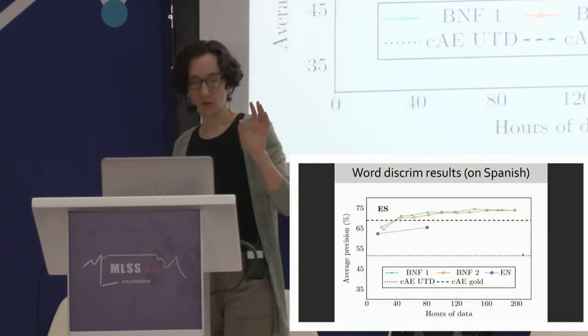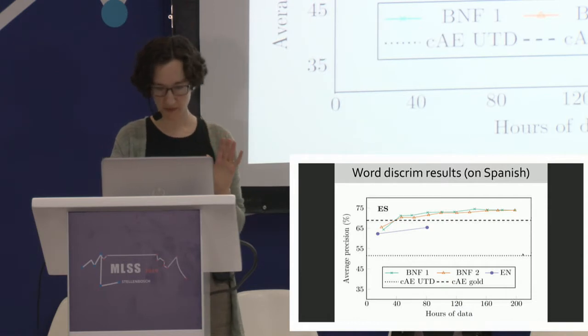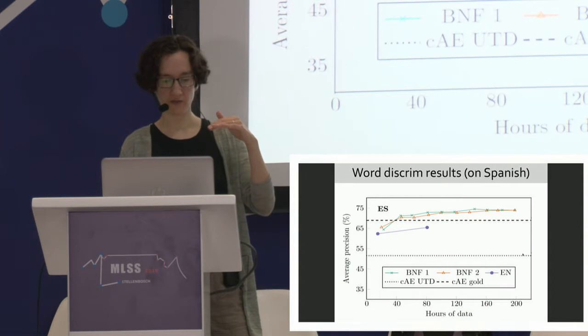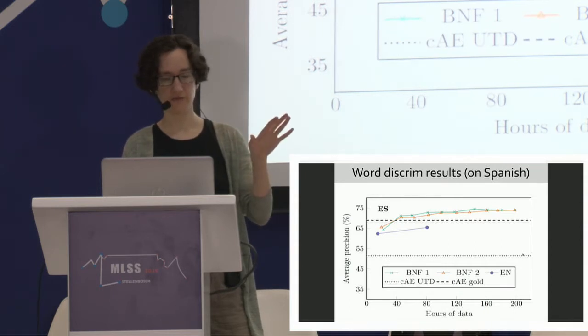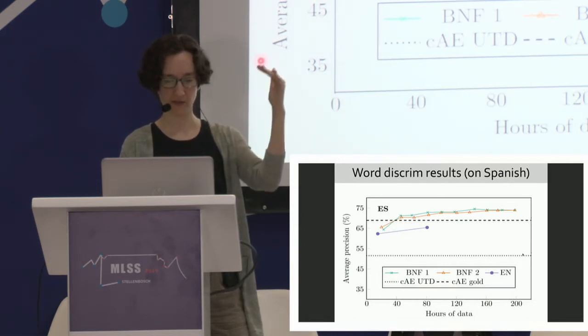Okay, so first of all, the word discrimination results. This is just one language because there's a lot to absorb here. This is running our system after training it on 10 languages, not including Spanish, and we're going to then test it on Spanish. So there's a few things showing on here. First of all, we're talking about a precision measure on this discrimination task, so higher is better.